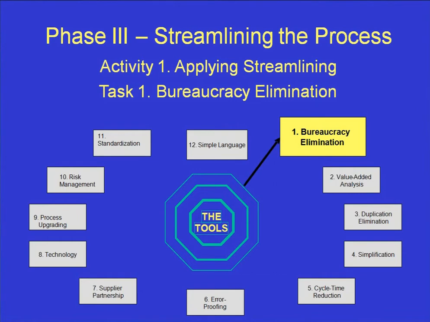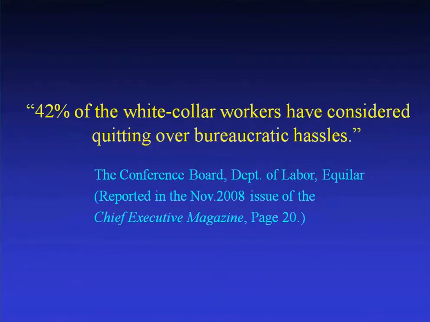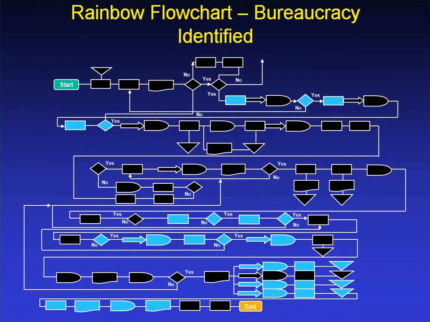And so I start with this as the starting point, because this gets the excitement going, gets everybody on your side working with it. 42% of the white-collar workers have considered quitting over bureaucracy hassles. 42% of your employees working in your support areas have considered leaving your company because of the bureaucracy that's been built into it. And what we actually do is we convert our flow chart into what we're starting to build now, a rainbow flow chart.